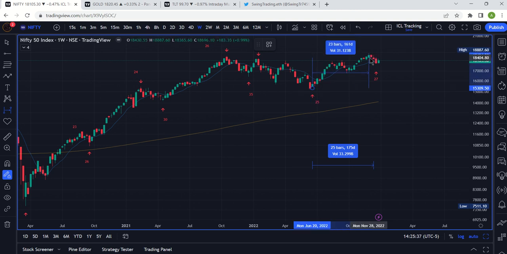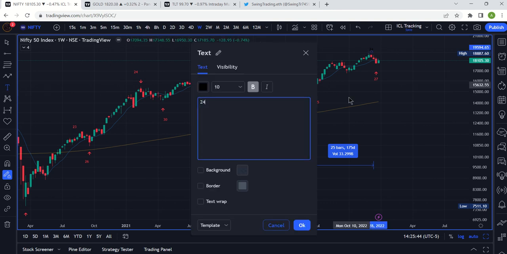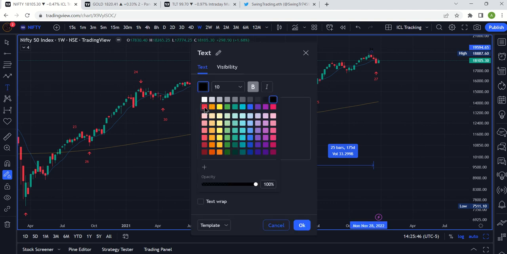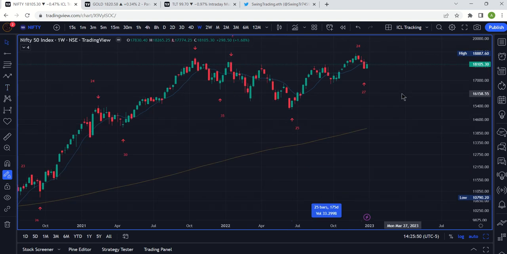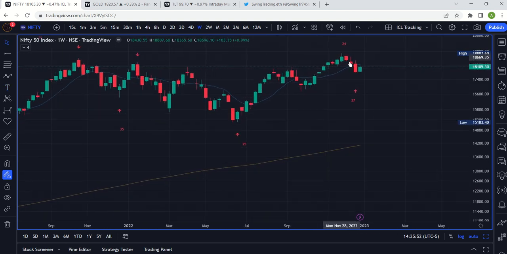So this rally topped out on week 24. It's the same kind of concept, except we're on a lower time frame, so we're not talking about months here. We're talking about years instead. We're talking about weeks, and we'll also go down to the daily cycle. So it's possible that we just got our weekly cycle low last week, right?